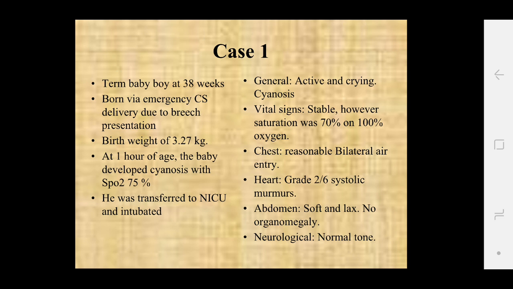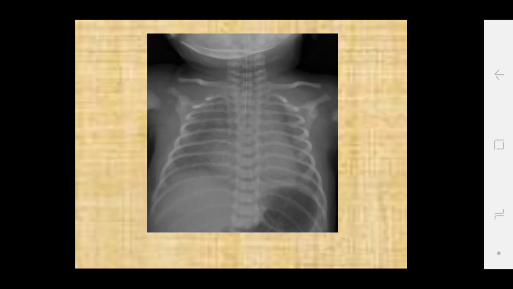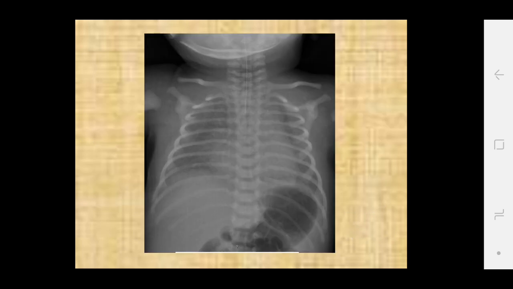His vital signs were stable, saturation 70% on 100% FiO2. Chest had good bilateral air entry. There was a systolic murmur. The abdomen was soft, no organomegaly. Neurologically, his tone was normal. This is the X-ray of the patient, showing some cardiomegaly and hazy lungs, or ground glass appearance of both lung fields. And I'm sorry, the echo videos will not move.